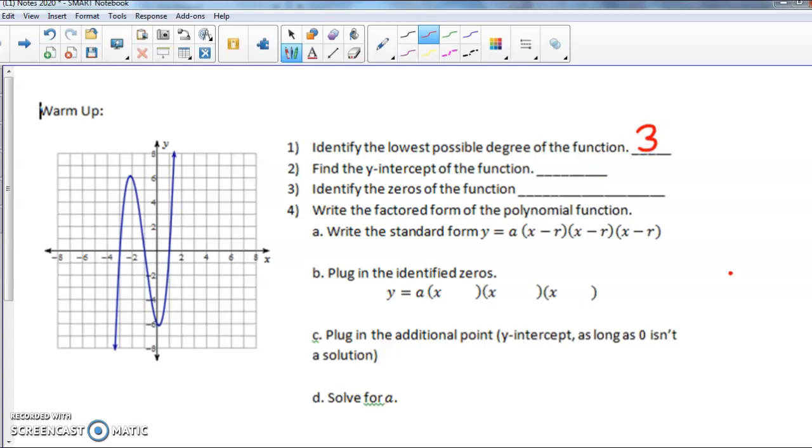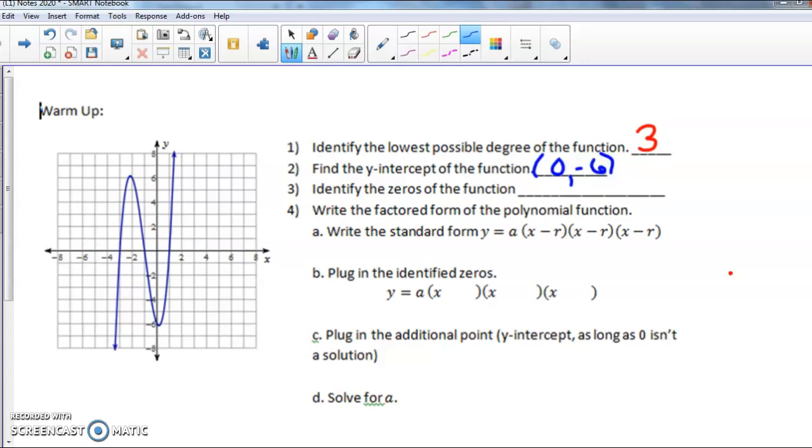Now, the y-intercept. Y-intercept is something I think you understand. We haven't really talked about that lately, but I think you know the y-intercept is where the graph crosses the y-axis. So for this particular graph, that would be at the point (0, -6). And I do want you to write that as a coordinate, not just a number.